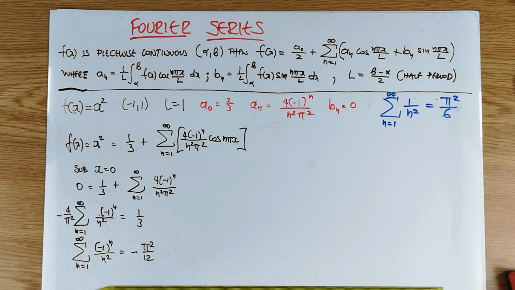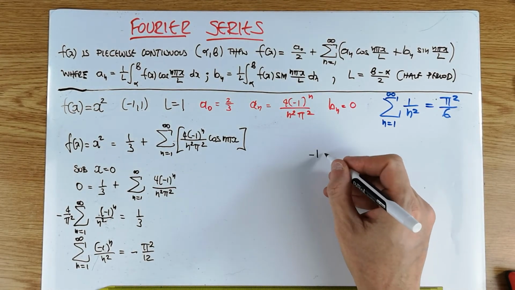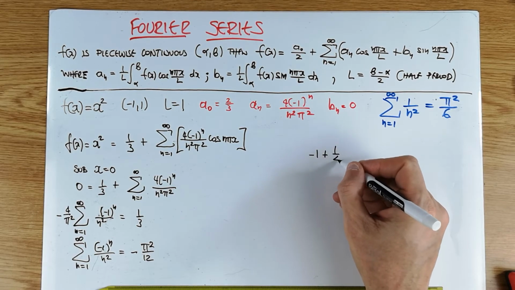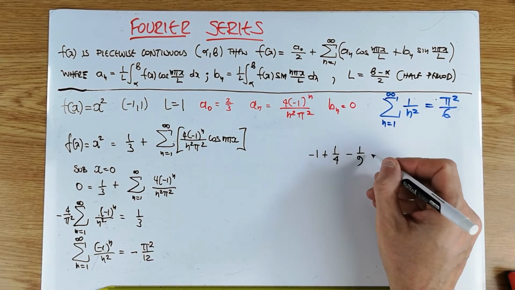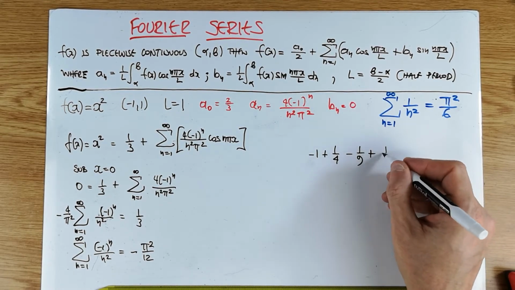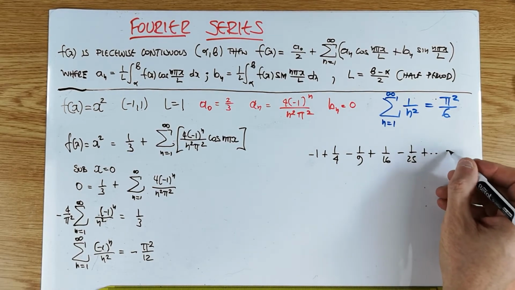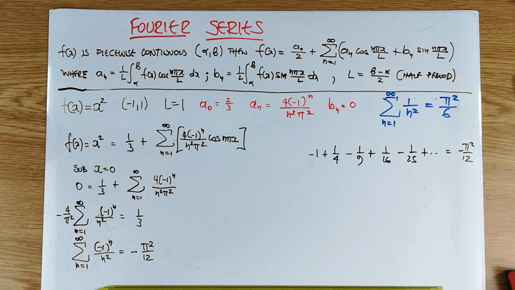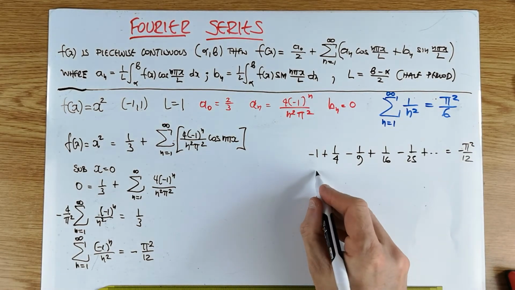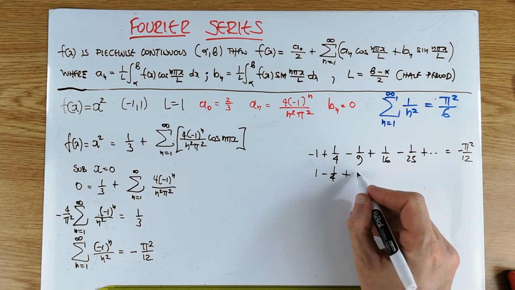Okay, what does that actually mean? What numbers do we get from this? We're getting, of course, minus 1 plus 1/4 minus a 9th plus a 16th minus 1 over 25 plus dot dot dot. This is definitely minus pi squared over 12. No problem. That's fine. They're quite evidently 1 minus a quarter. I'm doing it like that so it's easy for us to see here.